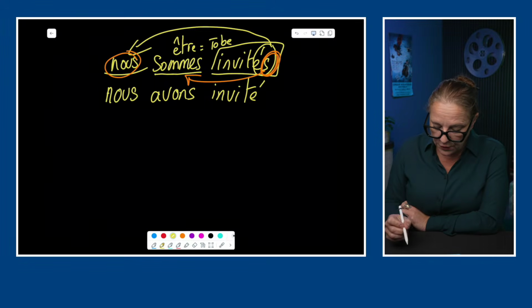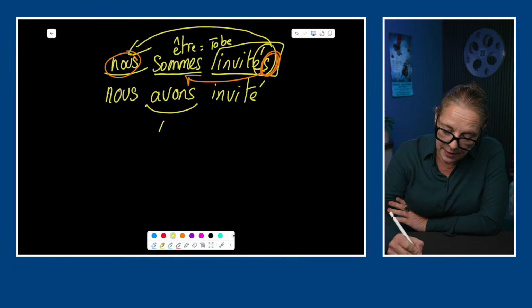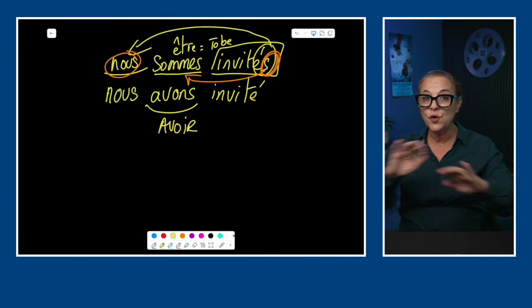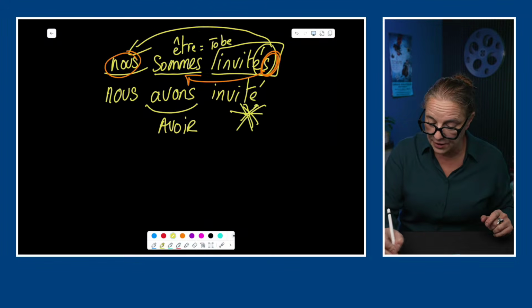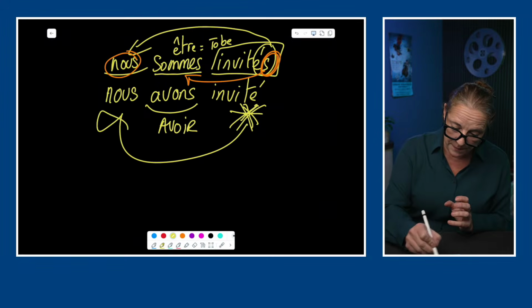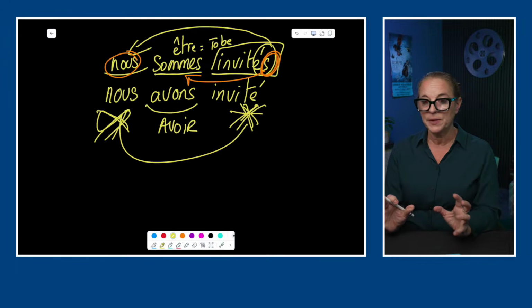However, when using the auxiliary avoir, no, the past participle does not agree in number and gender, which means there is no agreement with the subject pronoun, always. Yeah? That's a rule.